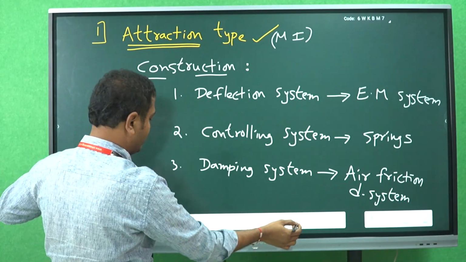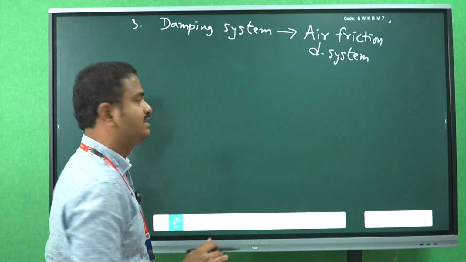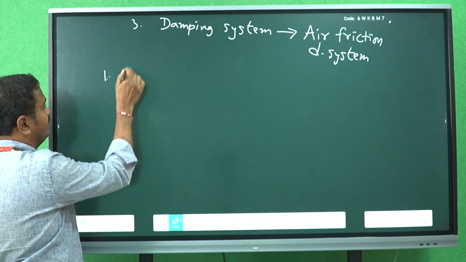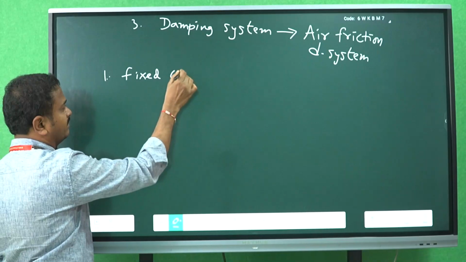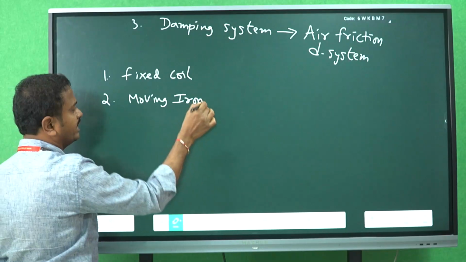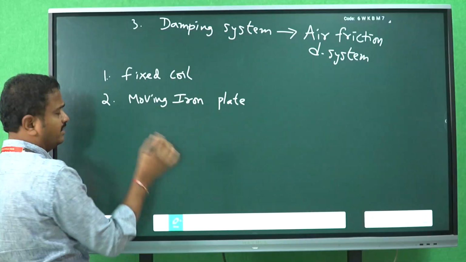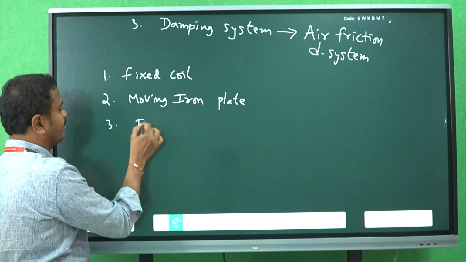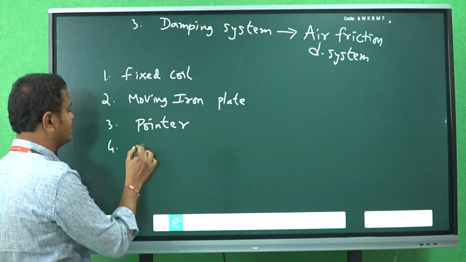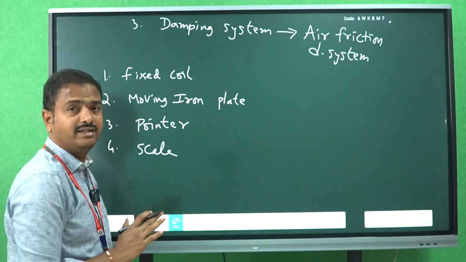Clear? Now we have to draw the diagram for the attraction type moving iron instrument. First, the deflection system. In the deflection system we have fixed coils or copper coil. Second one is the moving iron piece or iron plate, which is movable inside the instrument. Third one is the pointer, which points the accurate value on the scale. And fourth one is the graduated scale. So these are the parts in the deflection system.